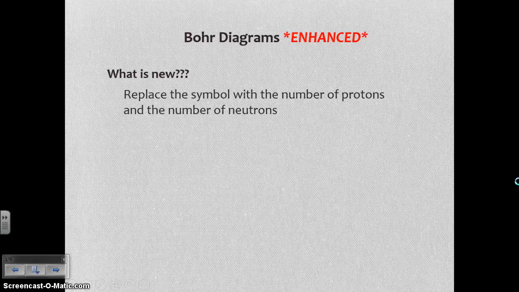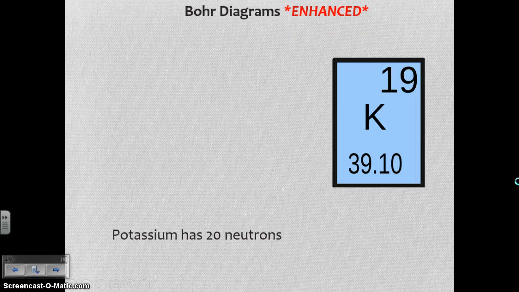I know, I'm pretty amazed by it too. So, where does this information come from, the number of protons and number of neutrons? Well, hopefully, I gave away the answer at the end. Potassium has 20 neutrons. How did I get there?